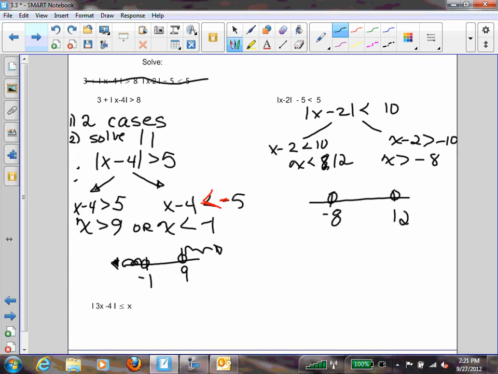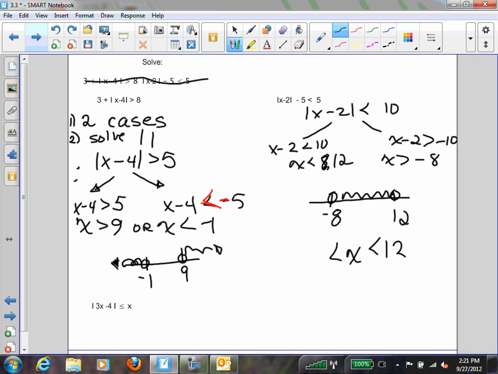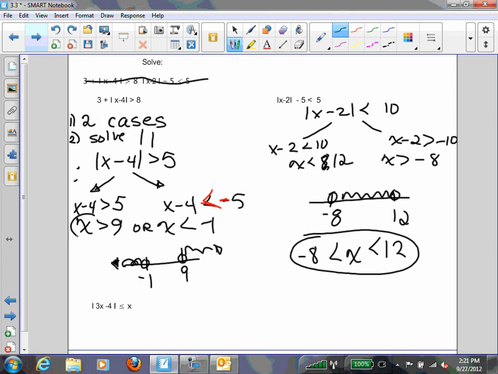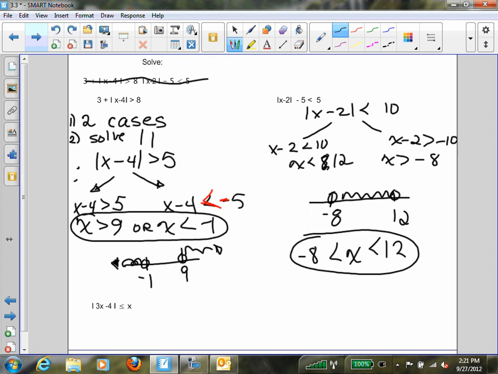Open, open. Where is the shading or the graphing? In the middle. So is this an and or an or statement? It's an and statement. So and statements are written together with the x in the middle. We know it's less than 12, greater than negative 8. Or statements can be written separately, and statements written as one inequality statement or one line. When you're writing the or statements, you have to go in the number line direction, from smallest to largest.